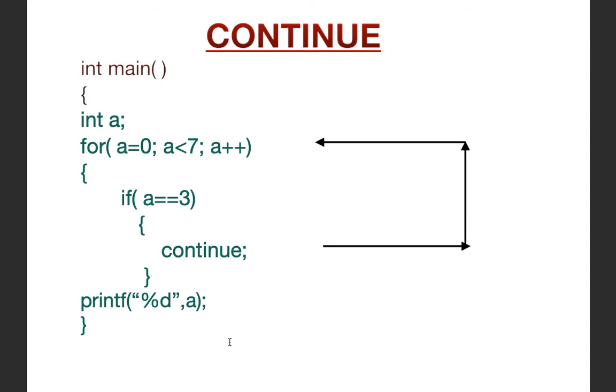Again it is going to come here and check; the value of a is now incremented and becomes 1. 1 is less than 7. Again it enters inside the loop, the condition is true, but here the condition is false. Again this statement is ignored and the value of a is printed as 1. Similarly for 2. And when the value of a is 3, the compiler comes inside the loop and checks this condition, which is true now. So it is going to compile this continue statement.